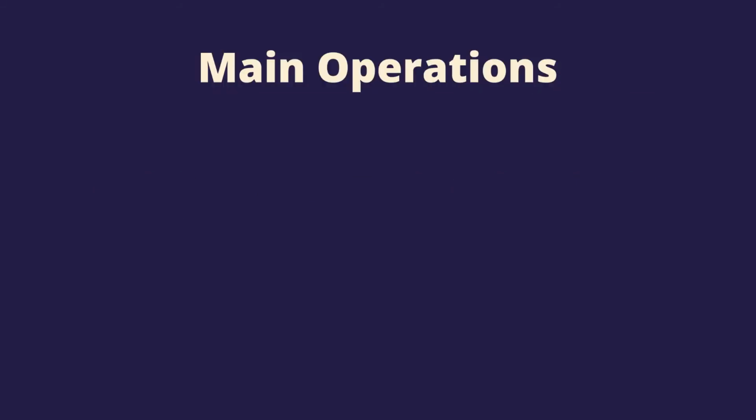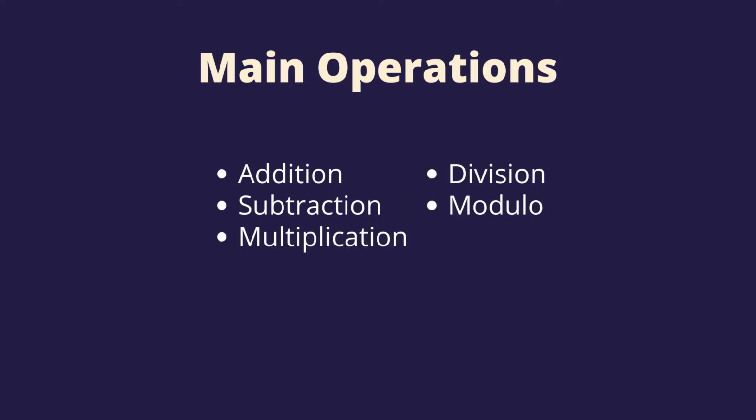In Python, we can perform the following main operations: addition, subtraction, multiplication, division, and modulo. You can also perform more specific operations such as exponential operations and floor divisions. To define each operation, addition is the act of adding two or more numbers. We use the symbol plus.